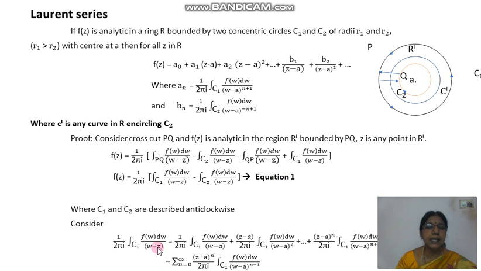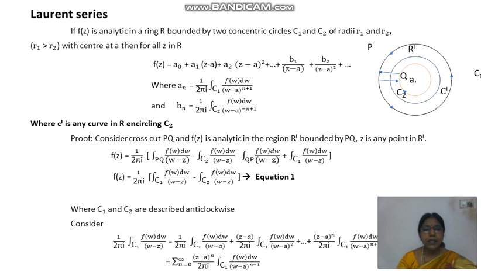Now this integral is equal to 1 by 2 pi I integral f of w by w minus a dw plus z minus a by 2 pi I integral over c1 f of w by w minus a whole square and so on. As I told in the Taylor series, here we have taken all the integrals. It can be written as sigma n is equal to 0 to infinity, z minus a whole power n by 2 pi I integral f of w dw by w minus a whole power n plus 1.